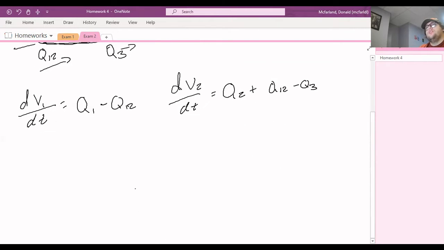But what you'll notice is Q12 and Q3 depend on the height of the fluid inside. Because remember, with tubes and fluid going across them, we have one pressure and one velocity this way, and then the exit pressure and then the exit velocity.